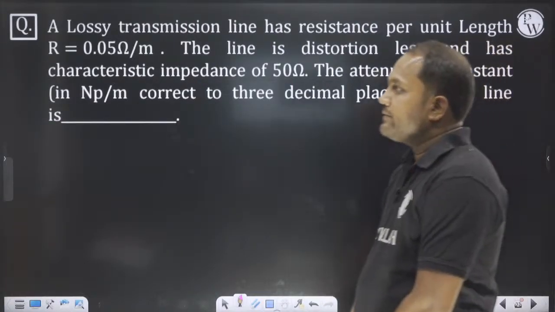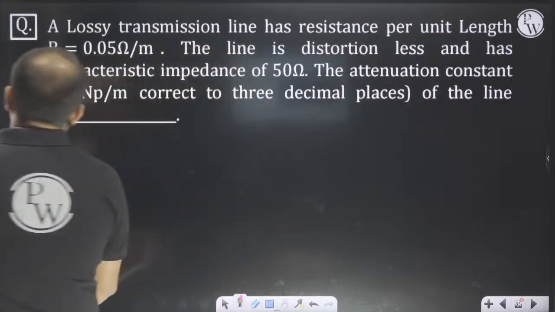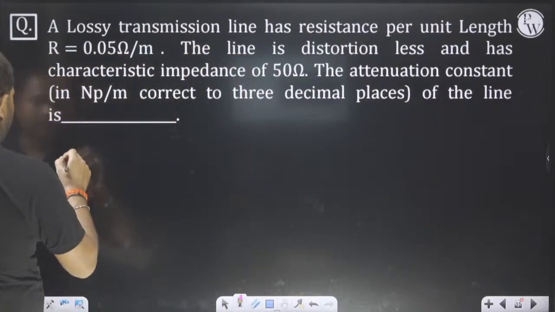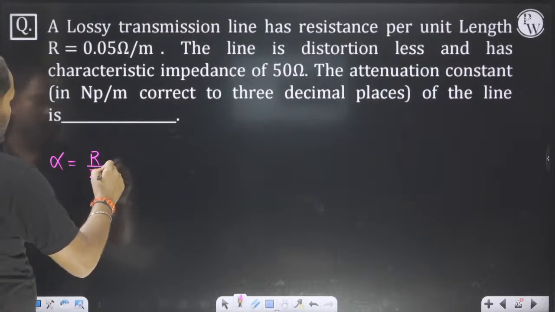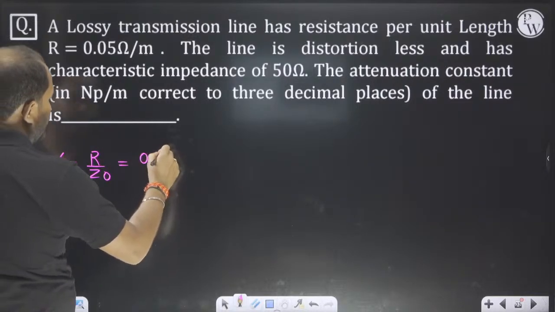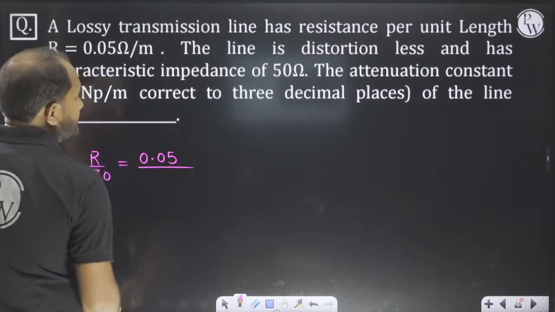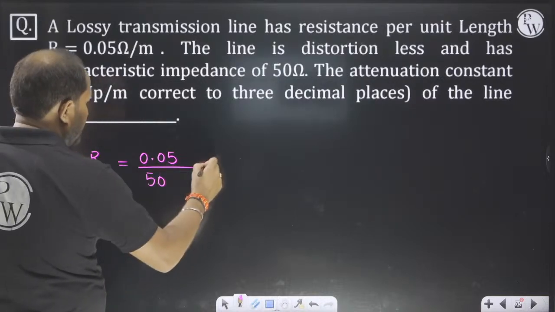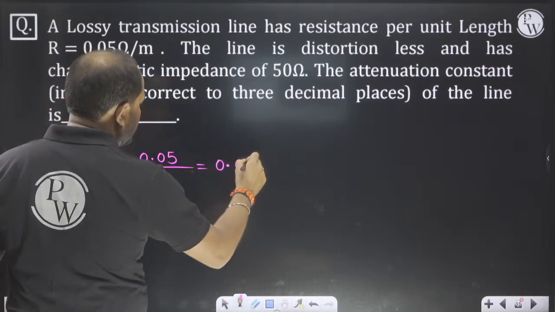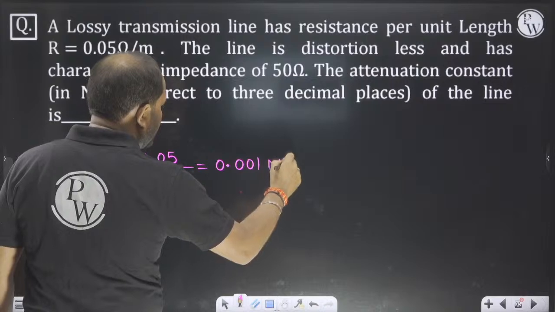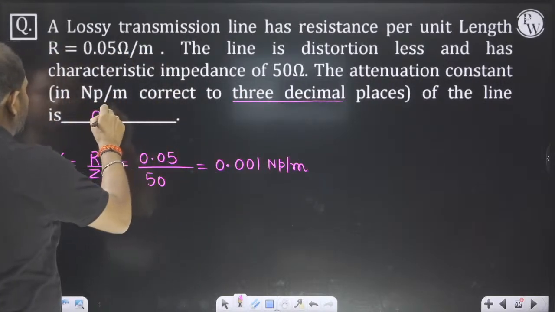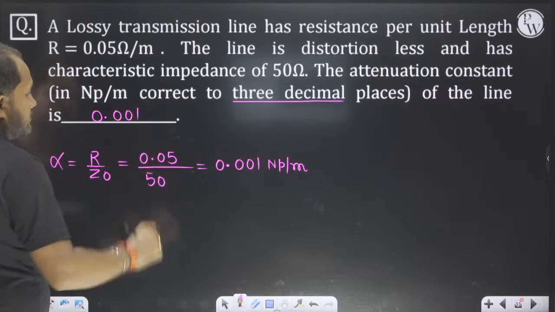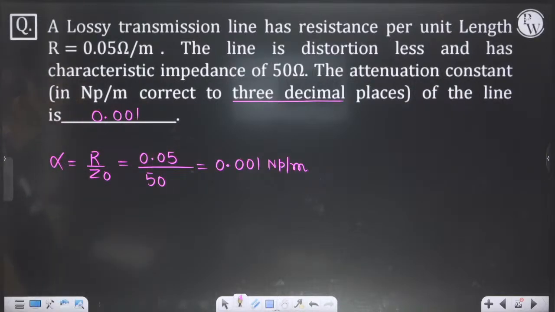R is given, Z naught is given, alpha this is asking. So alpha is equal to R by Z naught. So R we know is 0.05 and Z naught we know is 50. So it is 0.001 Neper per meter, up to 3 decimal places. So answer will be 0.001.